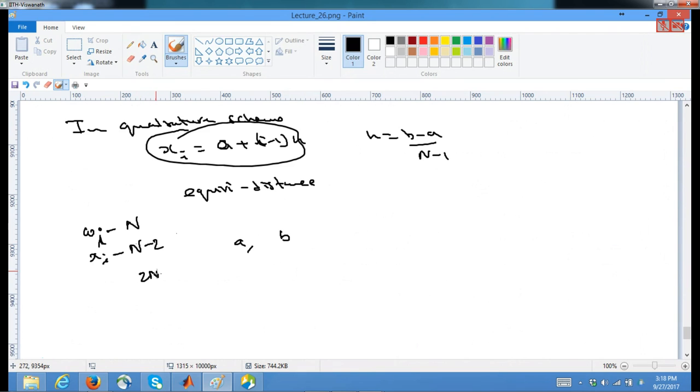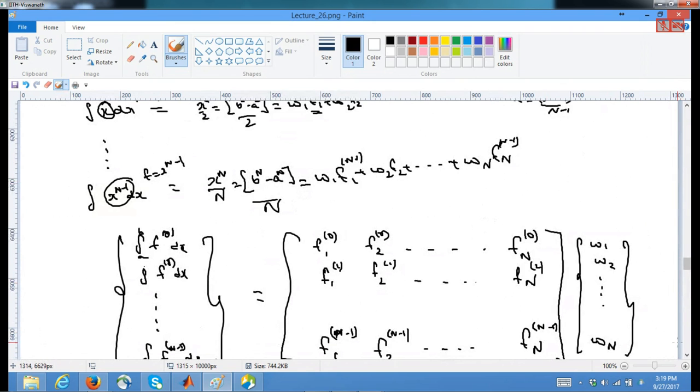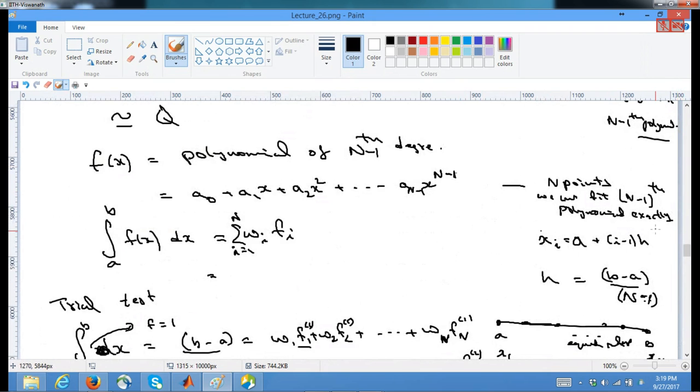If I keep my xi's also arbitrary, then a certain choice of xi's and a combination of wi's can integrate polynomials up to degree 2n minus 1, that would be better. That is called Gauss quadrature. I will not show the derivation. We cannot use the similar thing here, because in the other case the xi's are known to us, whereas here we do not know the xi's exactly. So we have to start with a function up to degree 2n minus 1, and we will try to deal with that.